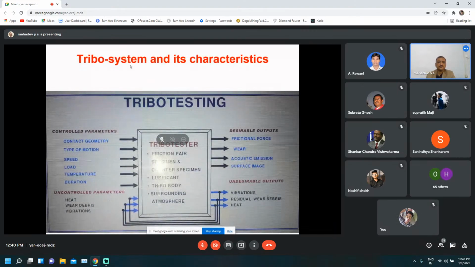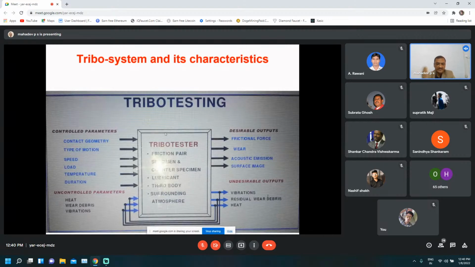So tribo system and its characteristics. I will not go into detail about this. Already I explained the parameters affecting friction and wear. So for tribology testing, for wear testing, we need to have a friction pair. That means we need to have a tested specimen. If you develop a material, you need to develop a test specimen which is as per ASTM G90 standards.